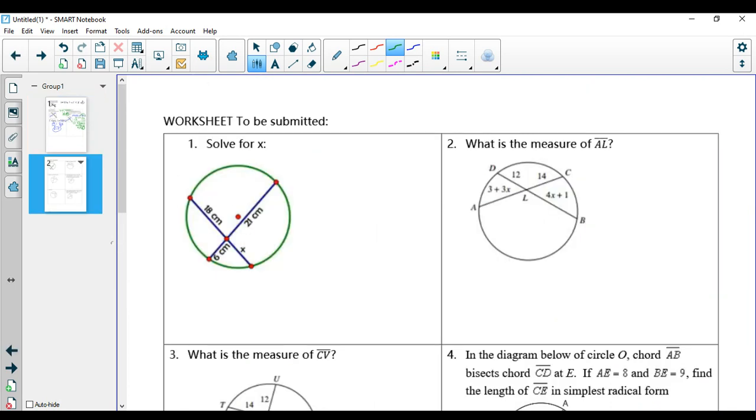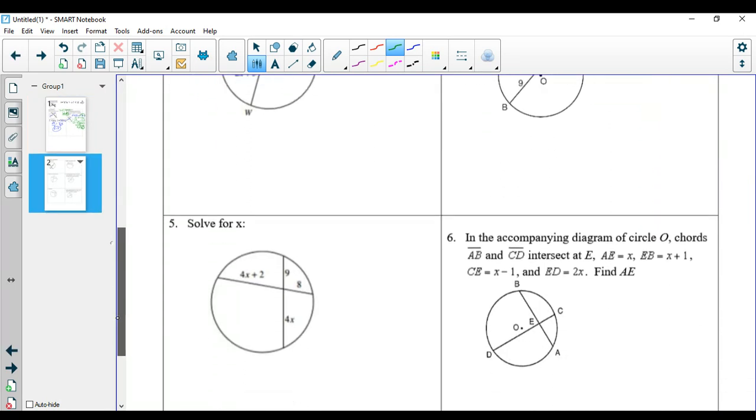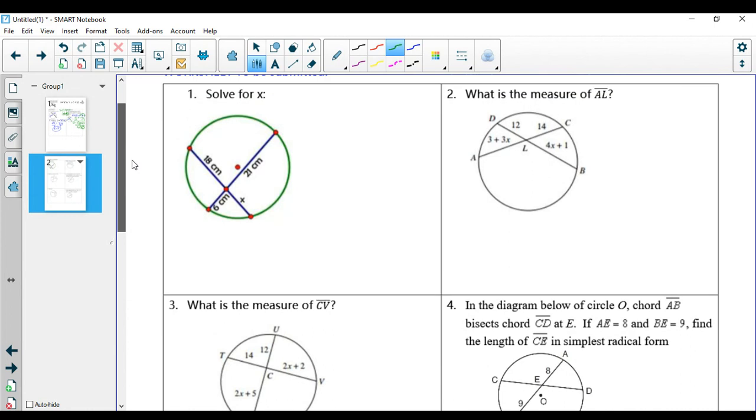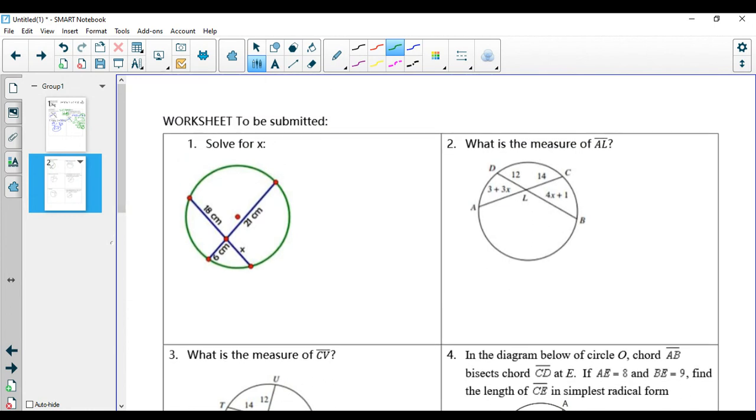You guys are going to do the rest of the sheet. For this sheet, there are 6 problems. You can do it on loose leaf and then submit a picture of the loose leaf. You can print out the worksheet, do it, and then scan it back in. You can do it on Google Docs. So there are a couple of different ways. Whatever works for you, just resubmit the assignment back to this link.